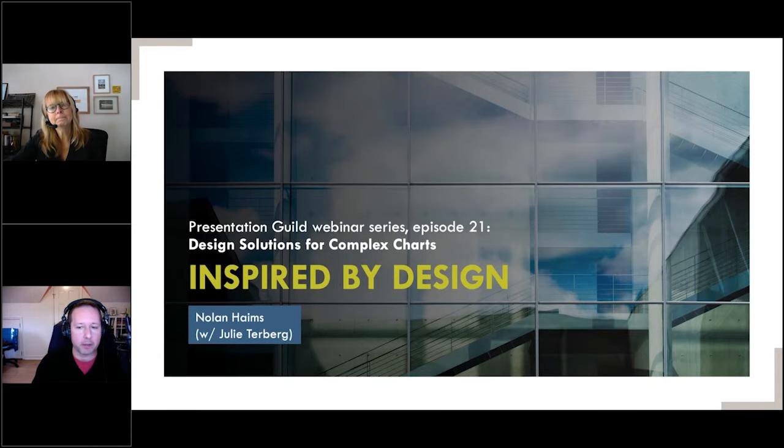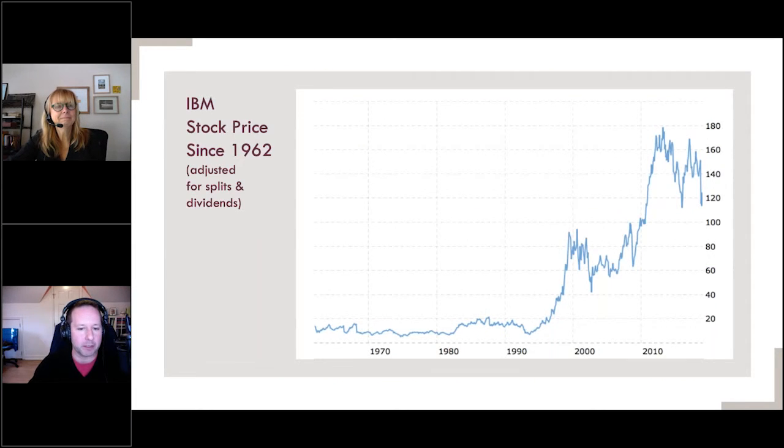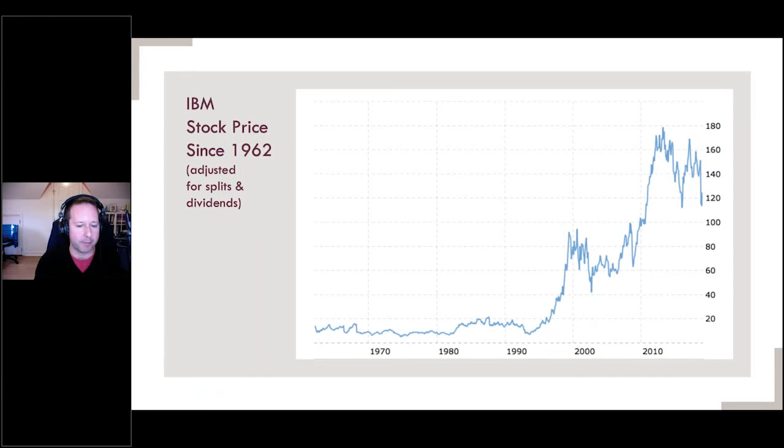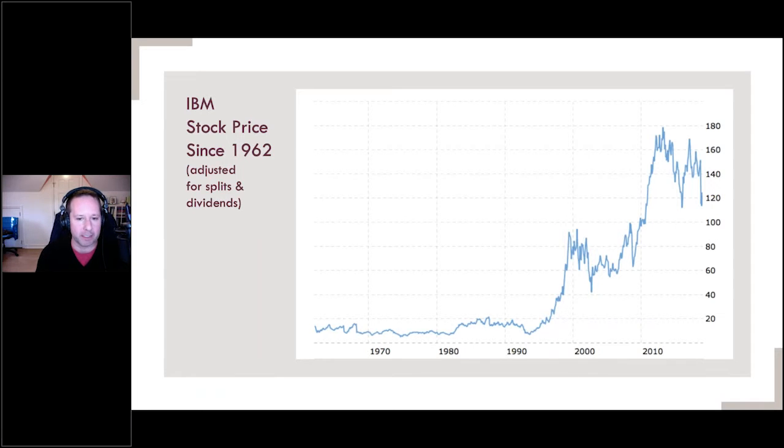So today I want to talk about design solutions for complex charts. And I don't just mean situations where you have a lot of data, because it is possible to have, like in this example, thousands and thousands of points of data and still end up with a relatively simple, clean, effective chart. I think this chart showing IBM stock price is made up of thousands of data points. I think that this is pretty well designed.